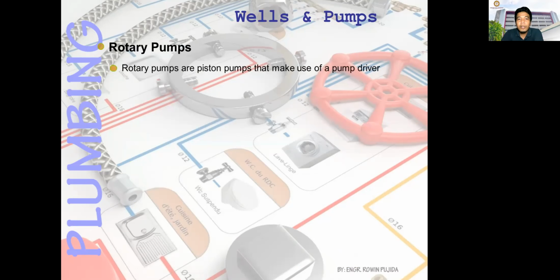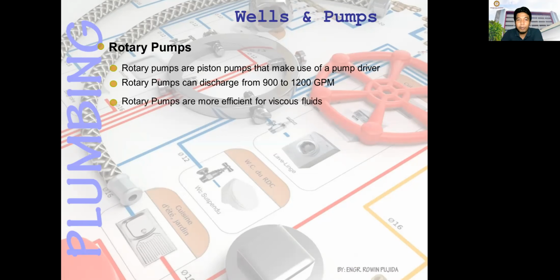Next, we have rotary pumps. These are piston pumps that make use of a pump driver and can discharge from 900 to 1,200 GPM, gallons per minute. They are also more efficient for viscous fluids.